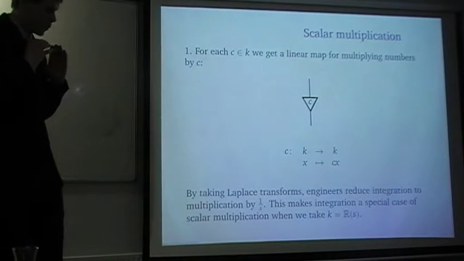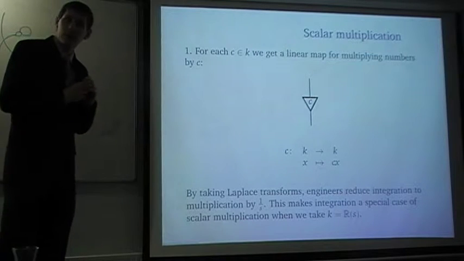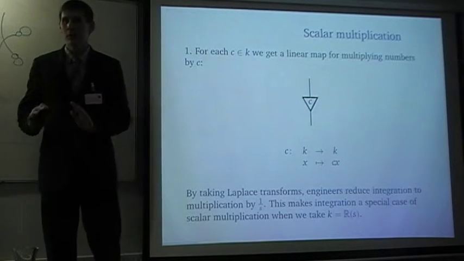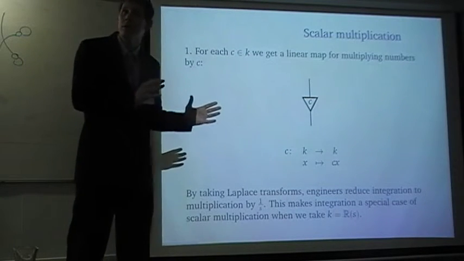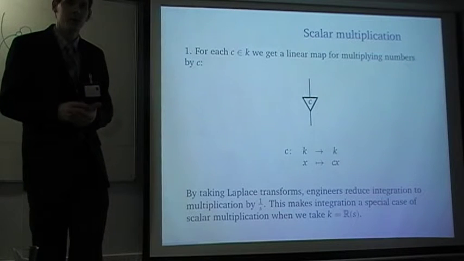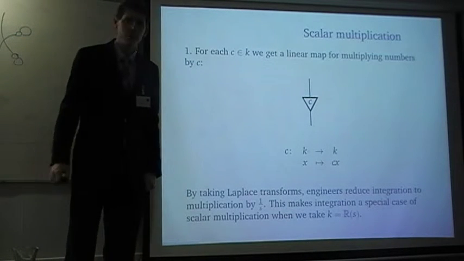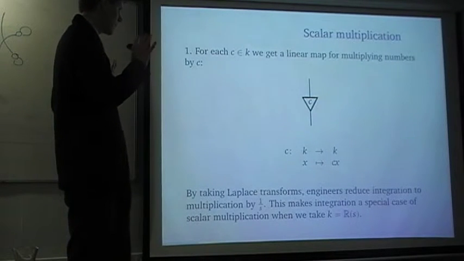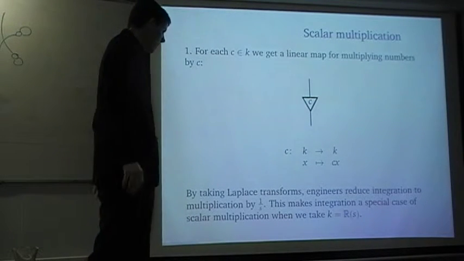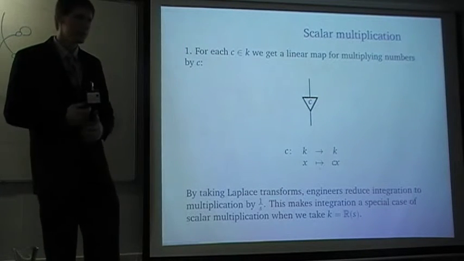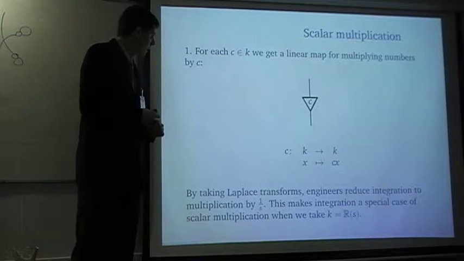So the really nice thing that we can do that control theorists have figured out a long time ago is that we can take Laplace transforms and turn all those integrals into multiplication by 1 over s, where s is some variable that basically encodes the integration. And then we can take our field to be the reals augmented by this variable s.